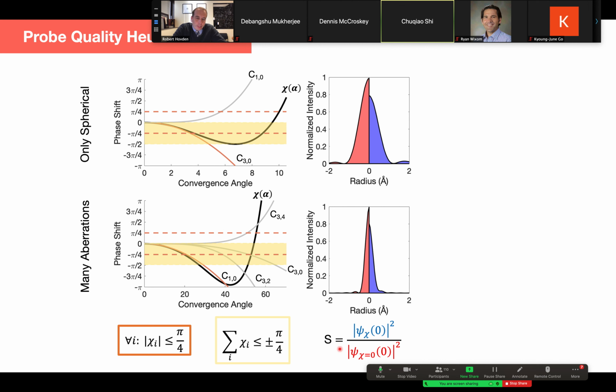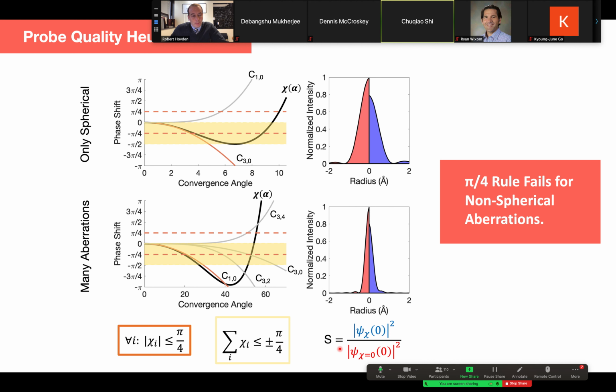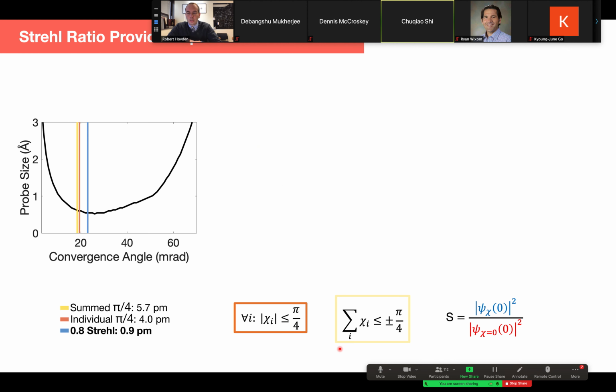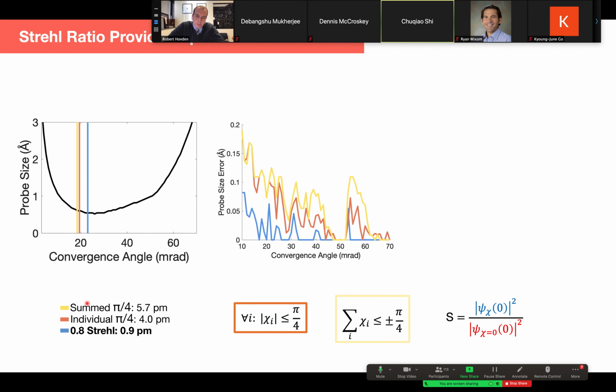However, the Strehl ratio works well for any aberration. So what I want to convince you of is that the pi over 4 rule is not well suited for non-spherical aberrations. This was well known in the adaptive optics community. What I'm going to show here is that it works well for electron microscopy. So here is, again, that probe size that decreases as a function of convergence angle, and the optimal Strehl ratio lands at the minima of this convergence angle, whereas the pi over 4 rules are suboptimal.